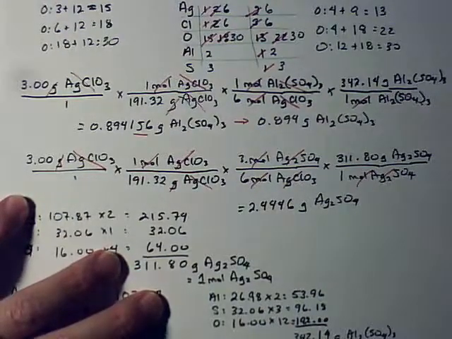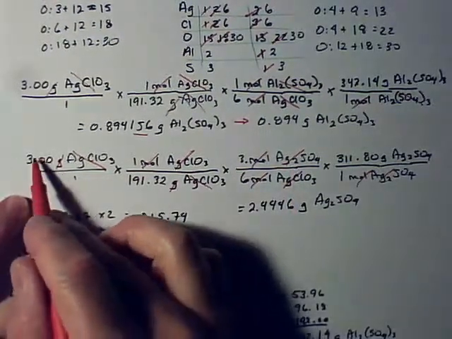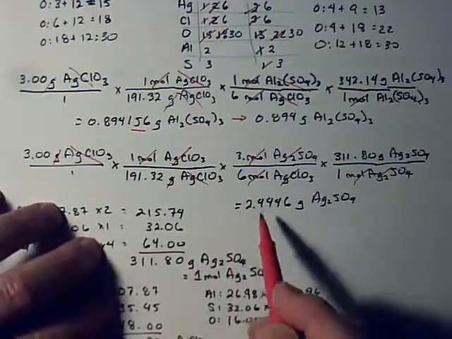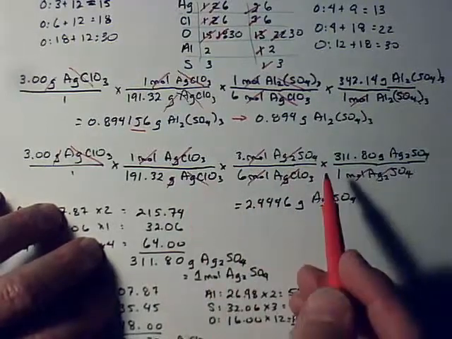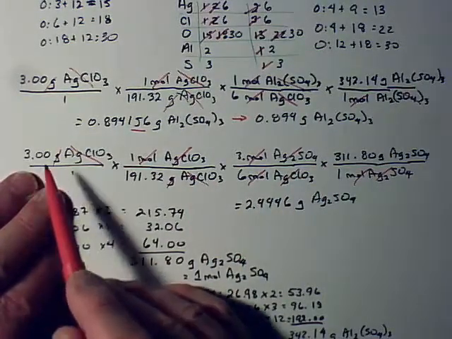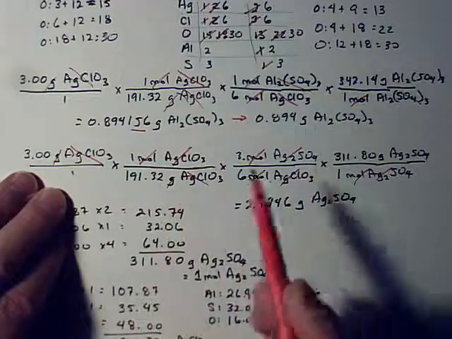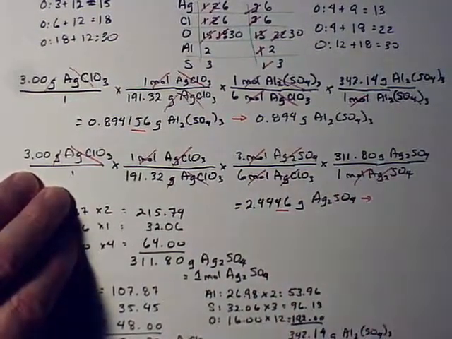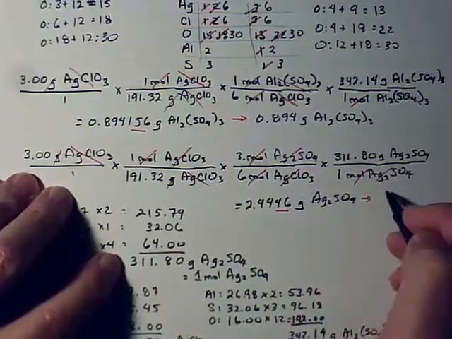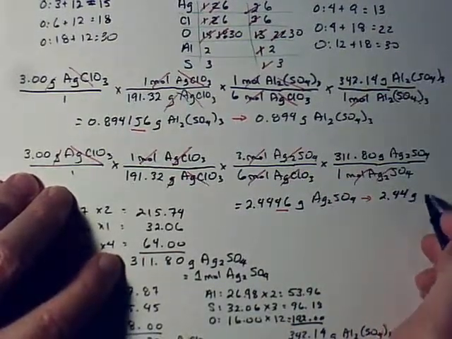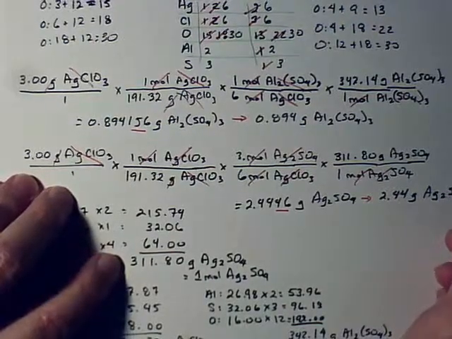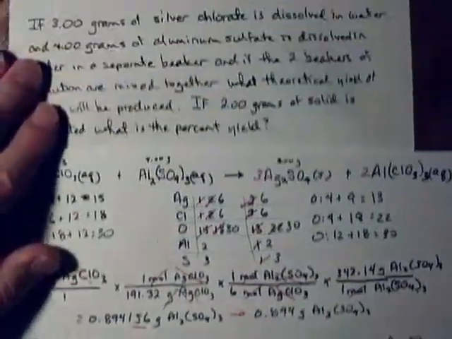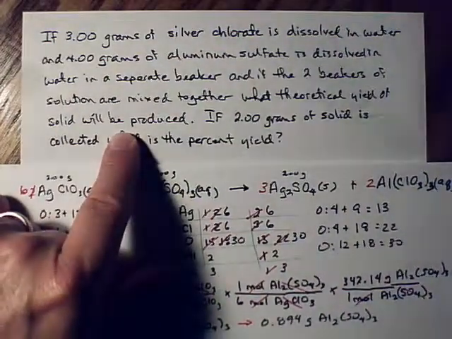All right. We need to round it off to 3 digits because I've got 3 digits here. Of the measured and calculated numbers, those are the only ones we use for figuring out the significant digits in a multiplication division problem. This 3-digit number has fewer digits than this 5-digit number or this 5-digit number. So we want 3 digits in our final answer. And we get 2.44 grams of silver sulfate. And that's the theoretical yield. Okay? That's the first part of the question. What's the theoretical yield of the solid?